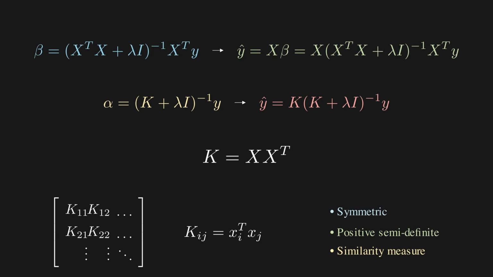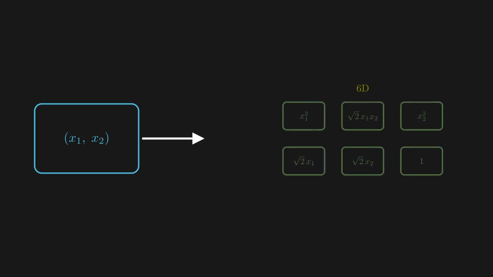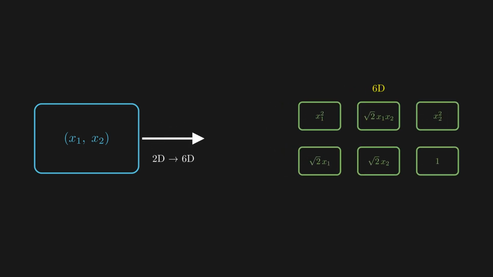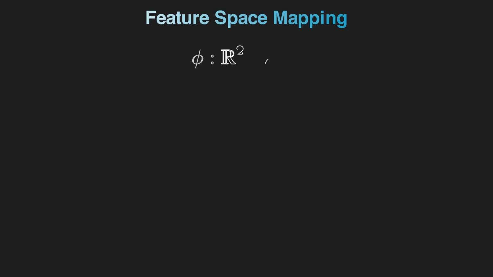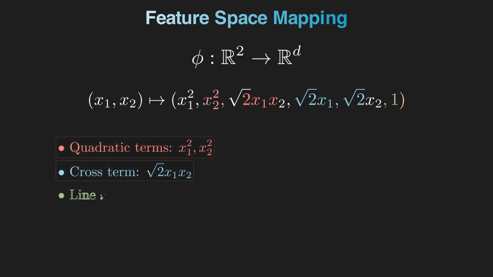But here's where things get really interesting. What if our data exhibit non-linear patterns? Imagine our original data lives in 2 dimensions, yet the relationship between features is non-linear. To capture this, we can explicitly map our data into a higher dimensional space using a function phi. For instance, with a polynomial kernel of degree 2, our 2D data might be transformed into a 6D feature space.